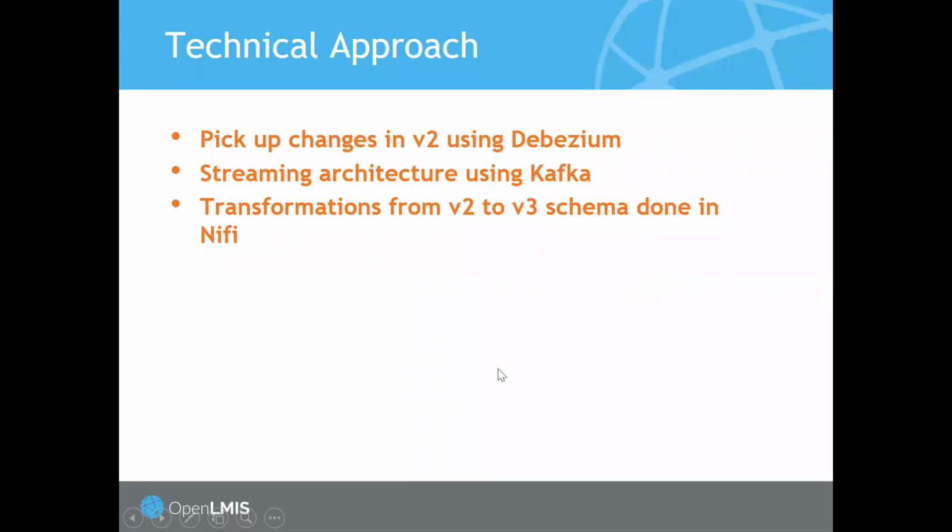So generally the technical approach that we've used for this system, just showing the tools: we pick up changes in version 2 using a tool called Debezium. And we use a streaming architecture. The whole process is stream processing using Kafka, which is a well-known tool for streaming. And the main transformations from the version 2 schema to the version 3 schema are done in a tool called NiFi.